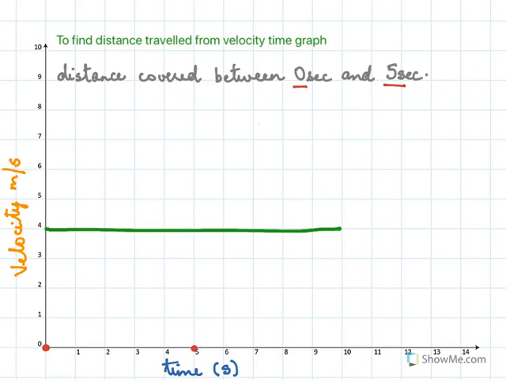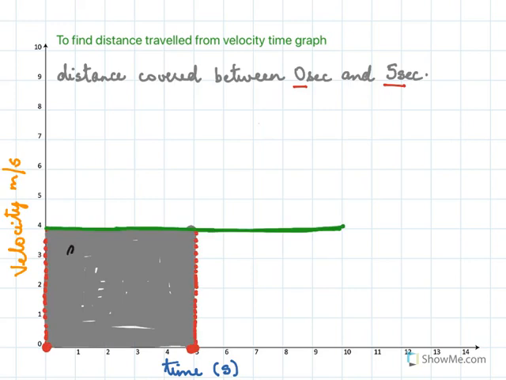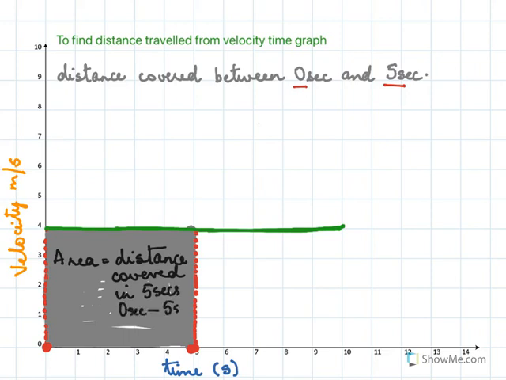And now we'll draw here to the graph and see this area. This entire area enclosed by the velocity time graph will give you the distance covered in 5 seconds. So this area is equal to distance covered in 5 seconds. That is from 0 second to 5 seconds.